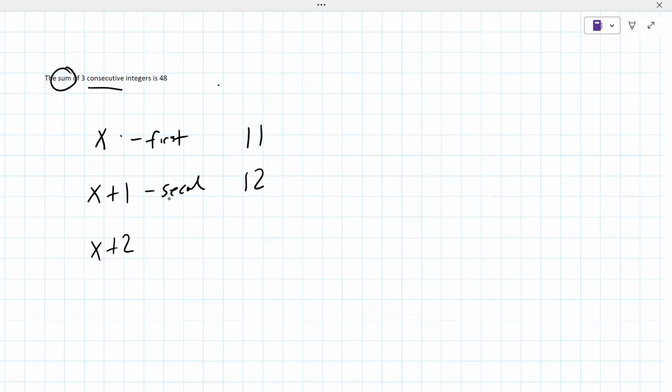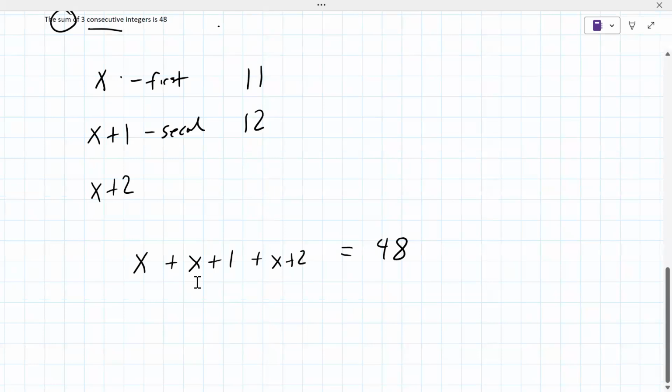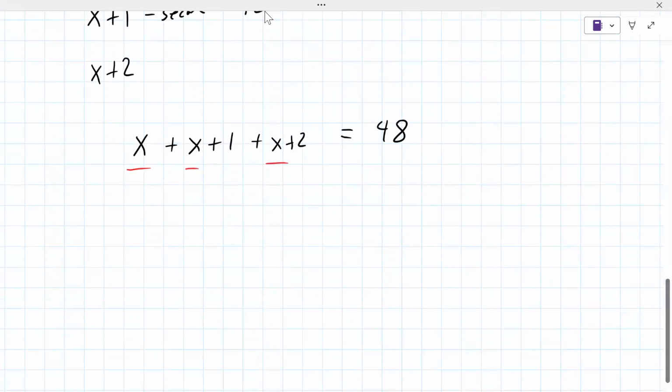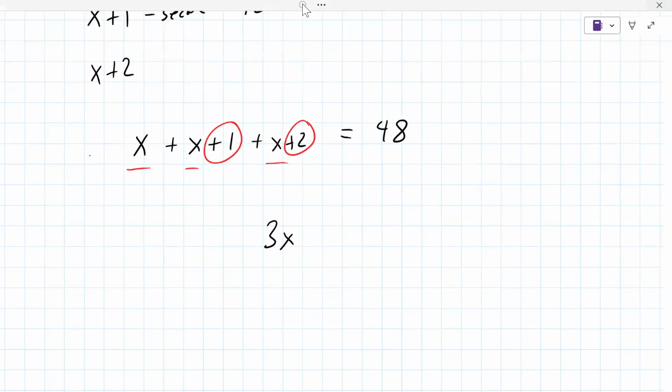So now the math operation for sum is we're going to add all three. X plus x plus 1 plus x plus 2 equals 48. Questions on that? No. Okay. So we've got to combine some like terms here. What is x plus x plus x? It would be 3x. Three x's. What is plus 1 plus 2? 3.